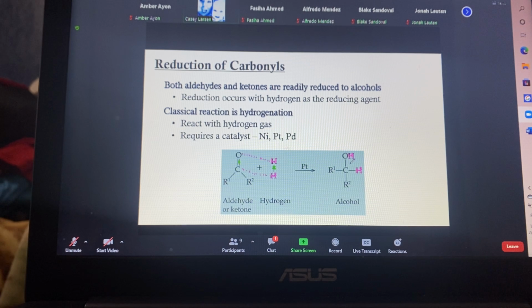So when we look at an aldehyde, it'll make a primary alcohol. When we look at the ketone, it'll make a secondary alcohol. So that's pretty easy, right?